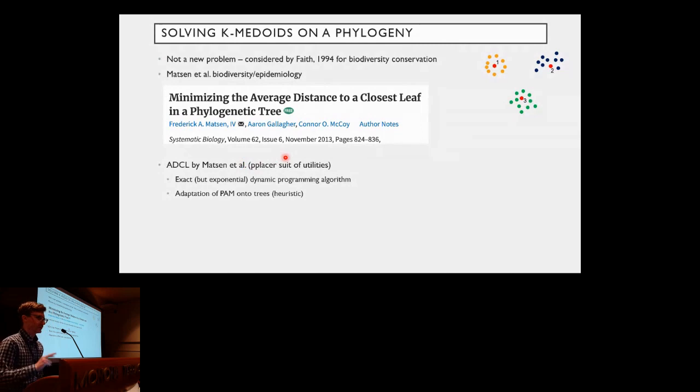And so they actually implemented 2 algorithms in there. They have an exact but exponential dynamic programming solution, and also an adaptation of a PAM heuristic. The PAM heuristic is typically used for solving k-medoids in Euclidean spaces, and so they adapted it to tree space.